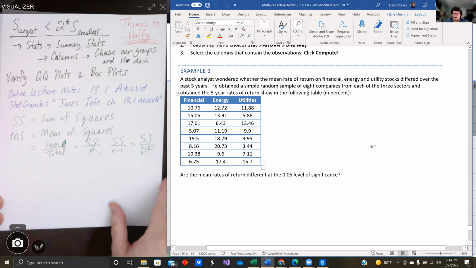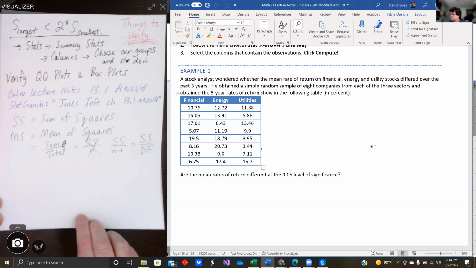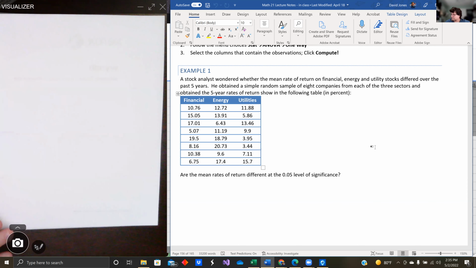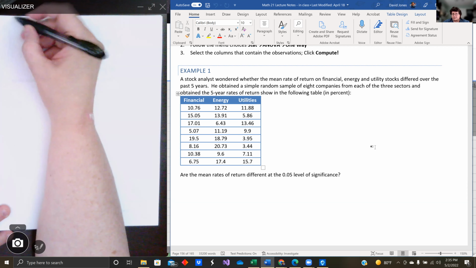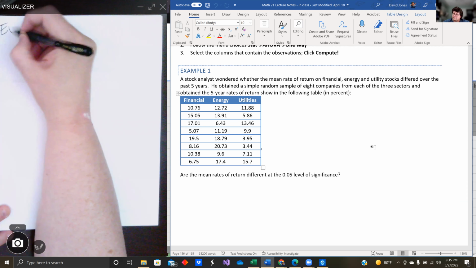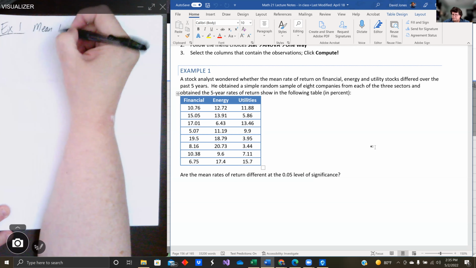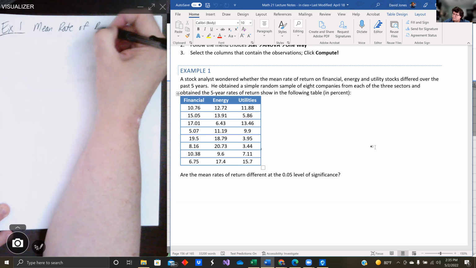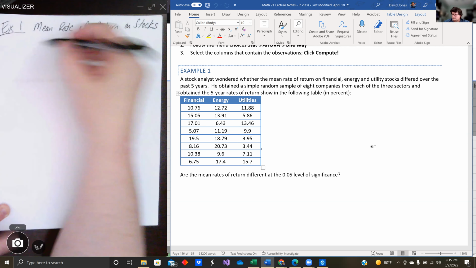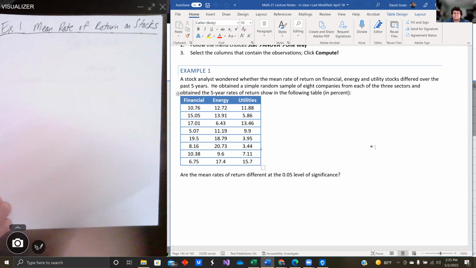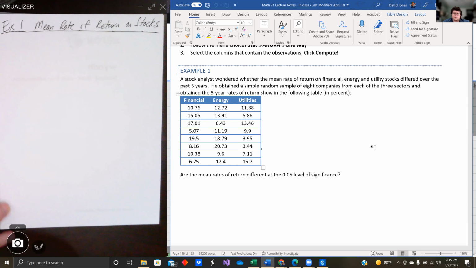All right, so let's take a look at this first problem. The first problem we're going to look at is the mean rates of return for stocks. So a stock analyst wondered whether the mean rate of return, or what you get back, depends.